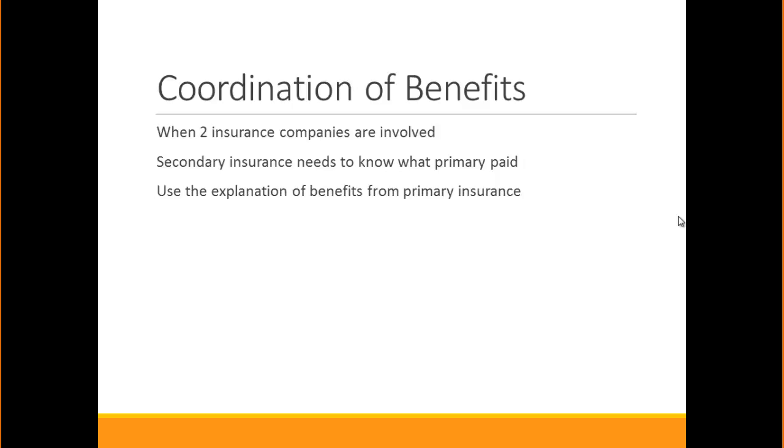Coordination of benefits. When there are two insurance companies involved in a claim, the sharing of payment and coverage information is called the coordination of benefits. Usually, the secondary insurance requires the explanation of benefits from the primary insurance before they will pay on the claim.